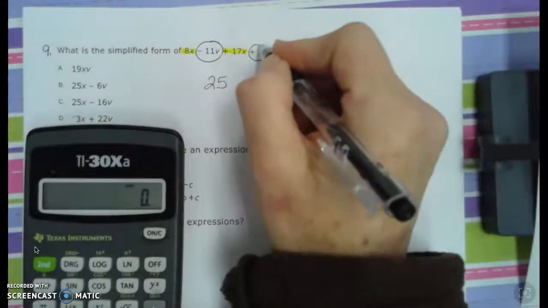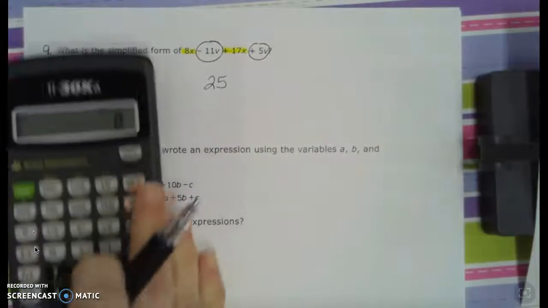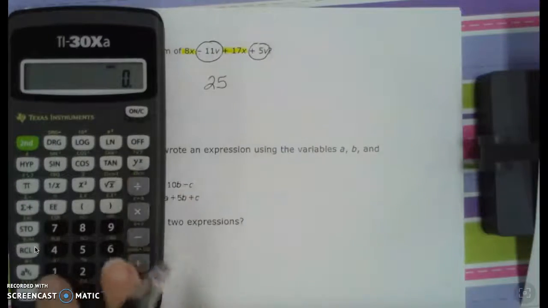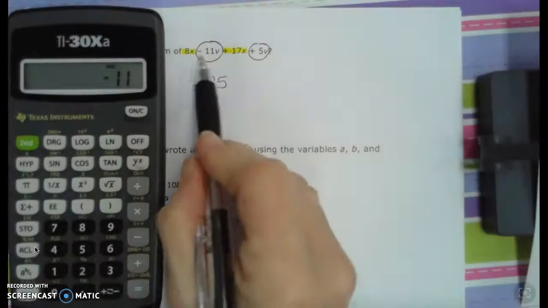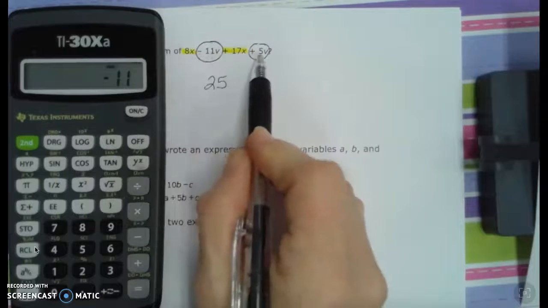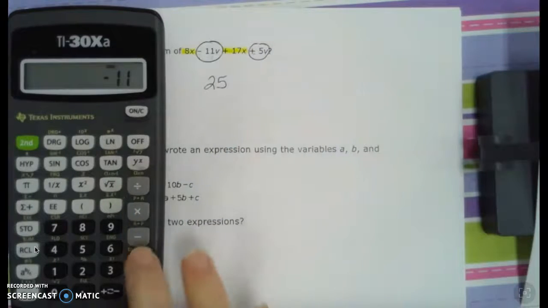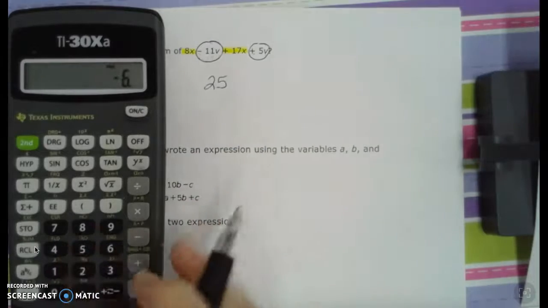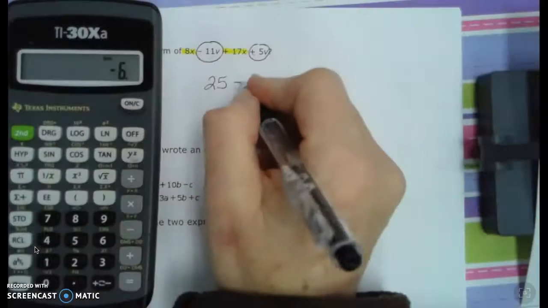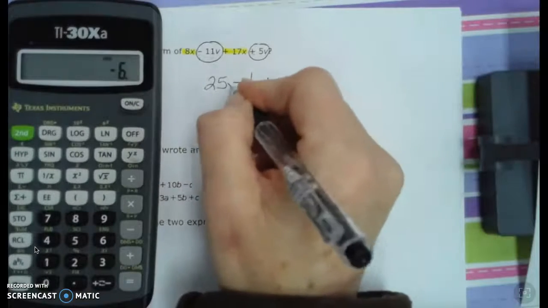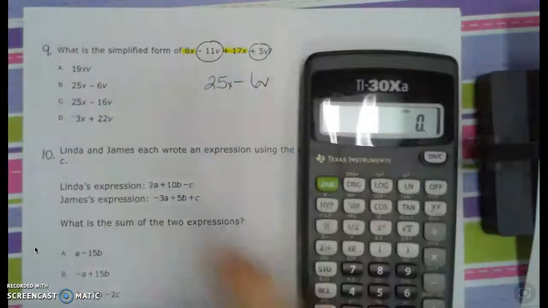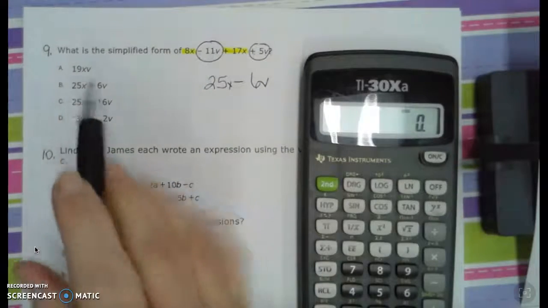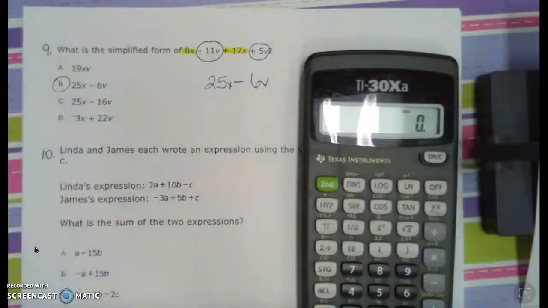And then we've got a plus 5. So, if I punch in 11, we'll make it negative because now it looks just like this. And then I'm going to do plus 5. And I get minus 6. And I should put an X with that to make it correct. So when I look over here, my answer again is B.